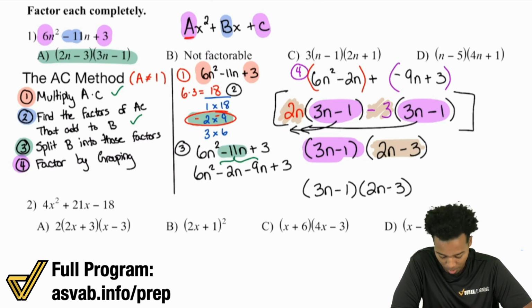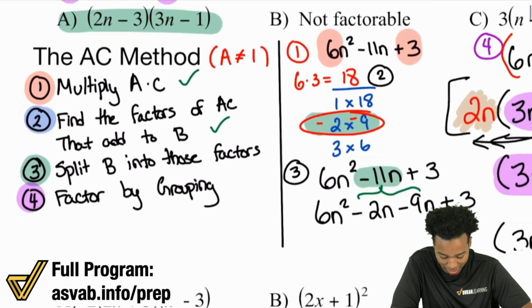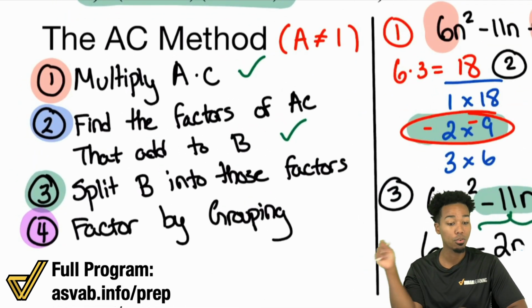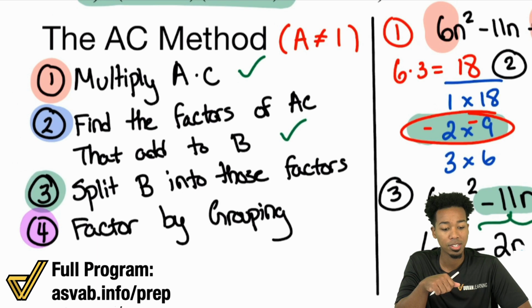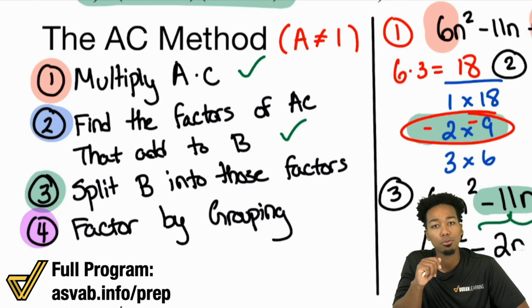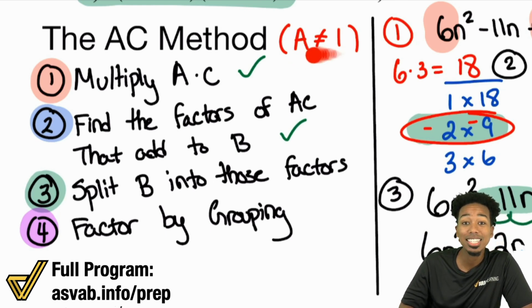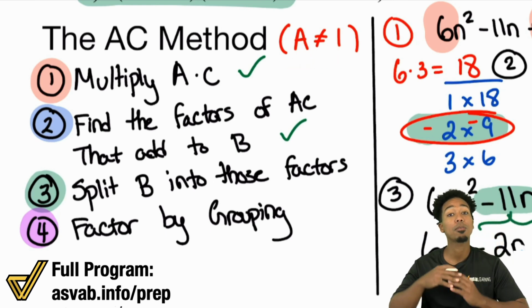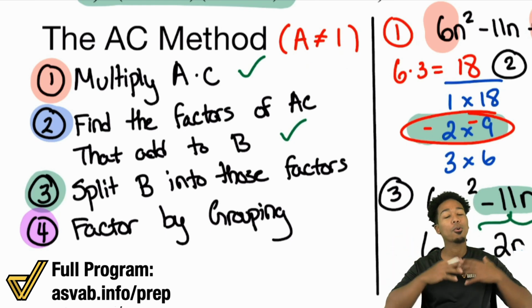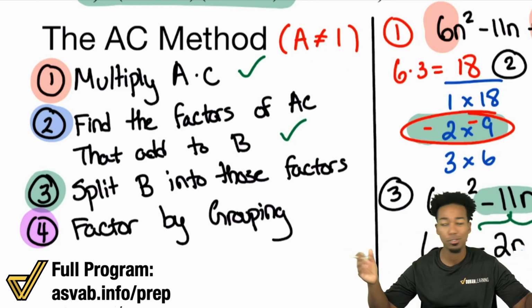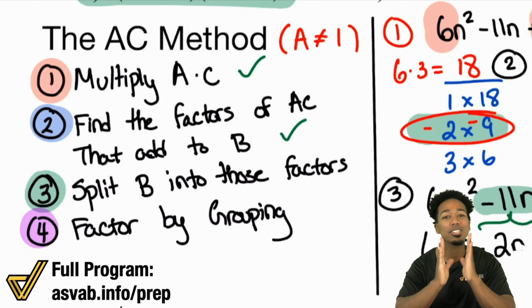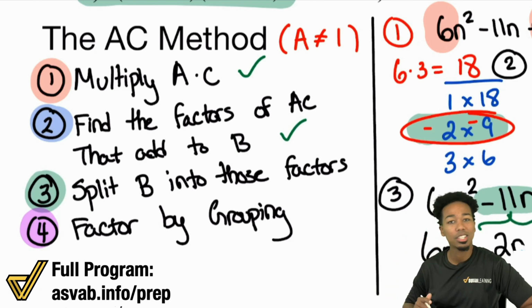So before we continue, I'm going to zoom on in right over here. Write that down. The AC method, those are the 4 steps. Multiply A times C. Find the factors of AC that add up to B. Split B into those factors, and then factor by grouping, and you're done. That is the AC method. And again, being very clear here, that's where A is not equal to 1. When you have a number bigger than 1, like a 2x squared, or a 5x squared, or a 7k squared, or whatever, when you have that leading term bigger than 1, this is exactly what you do.